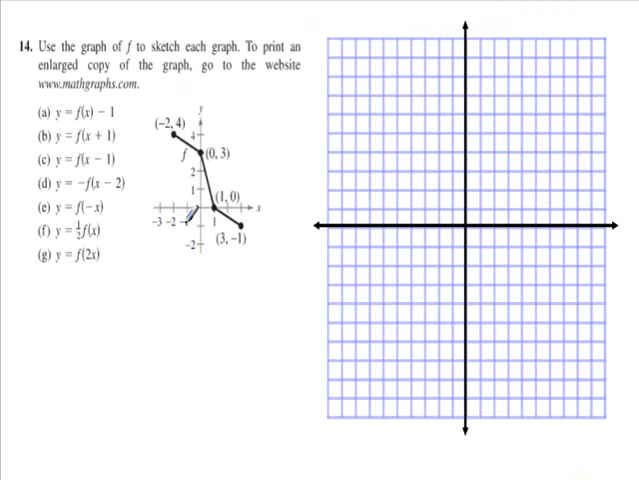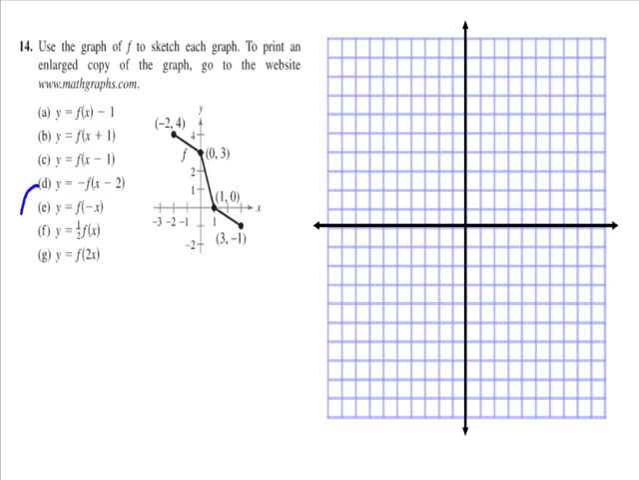Now here's one where you couldn't use your calculator. So using the graph of f to sketch each graph, and you can go to this other website if you want to print an enlarged copy of the graph. But I'm not going to do all of these. Let's talk about part D, because A, B, and C are just one transformation only. So D is the opposite of f of x minus 2.